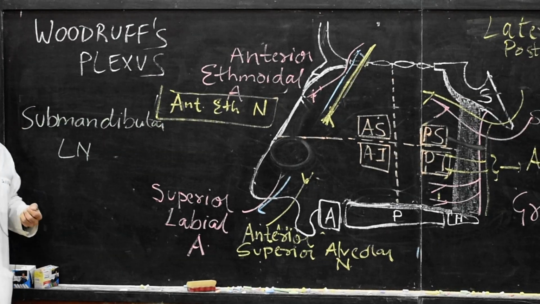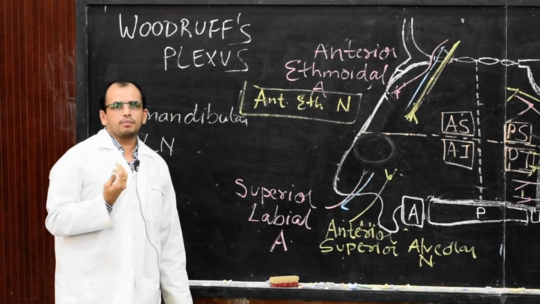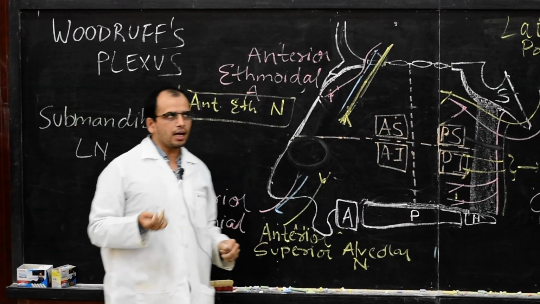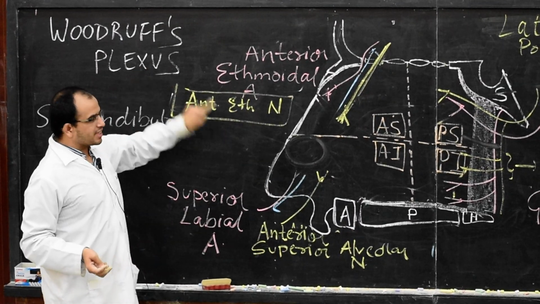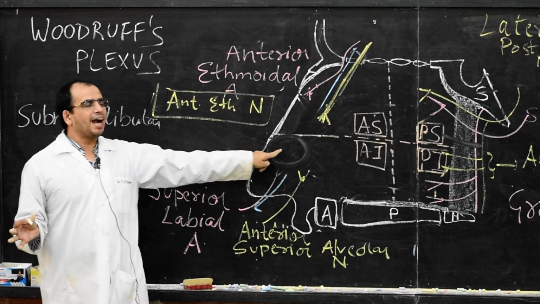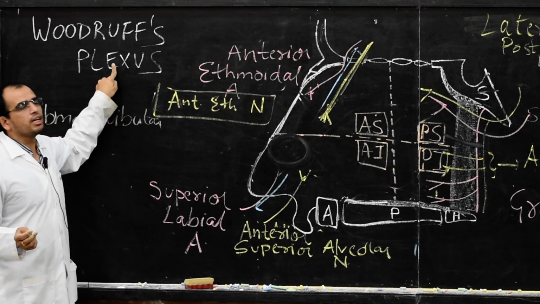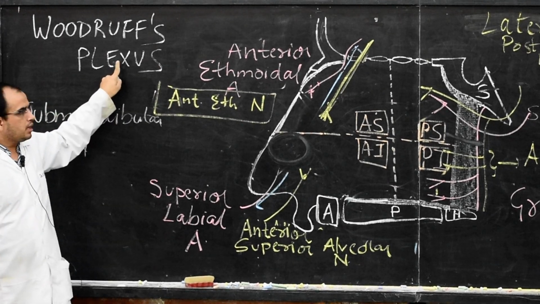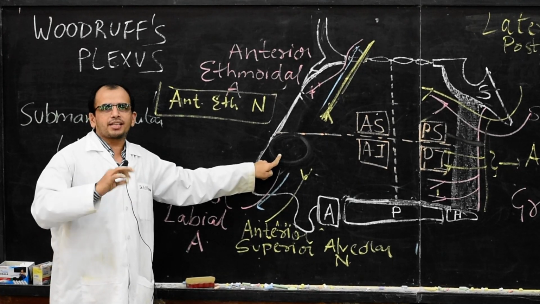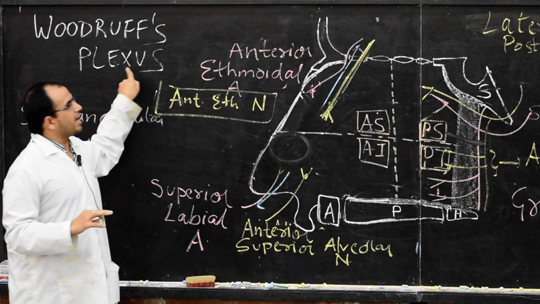It is present on the posterior aspect of the lateral wall of nose and behind the inferior nasal concha. The difference between this plexus and the Kiesselbach's plexus is that the Kiesselbach's plexus was the arterial plexus, but this one is the venous plexus, and Little's area or the Kiesselbach's plexus was the commonest site of nasal bleeding. This is not as common as that.